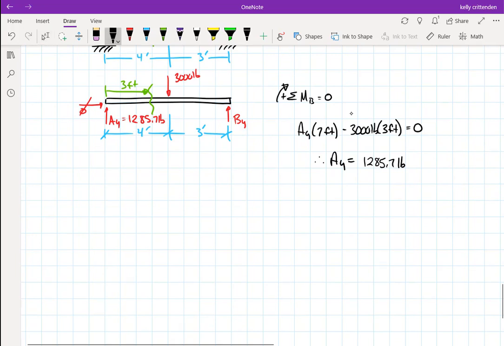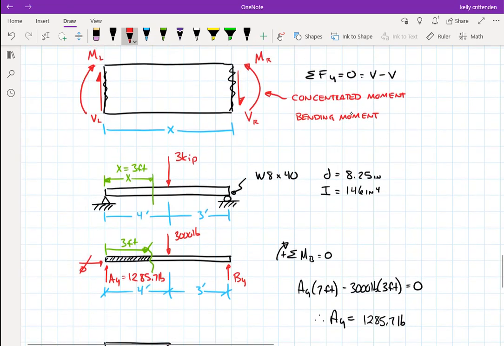And I could also draw the right-hand side, but then I need to know what BY is, and so I'd have to go figure that out. I'm just going to draw the left. I'm going to draw this little piece. I'll draw it a little bigger. All right. So on this piece, I have AY, which is 1285.7 pounds. Nothing else, right? There's no other external forces on this piece, so that can't work, because that piece would be spinning and accelerating all over the place.